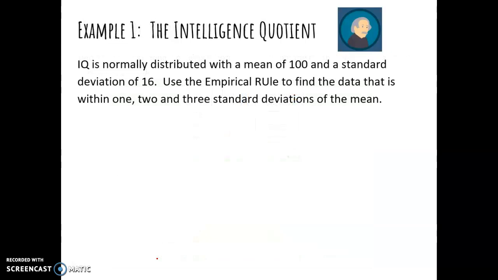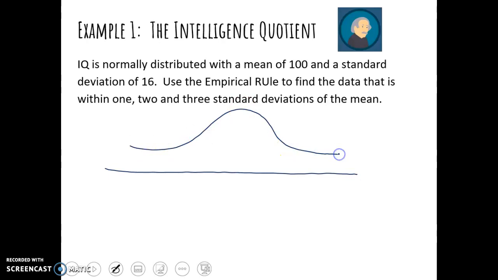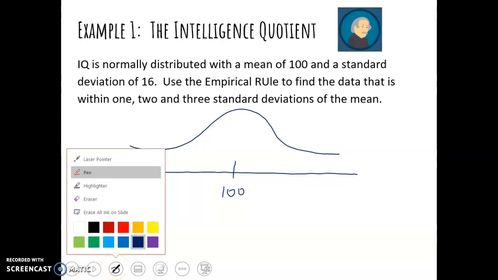So example 1 says IQ is normally distributed with a mean of 100 and a standard deviation of 16. Use the empirical rule to find the data that is within 1, 2, and 3 standard deviations of the mean. So we'll start off, we'll draw a normal curve. We will label the mean, which is in the middle. It's 100.